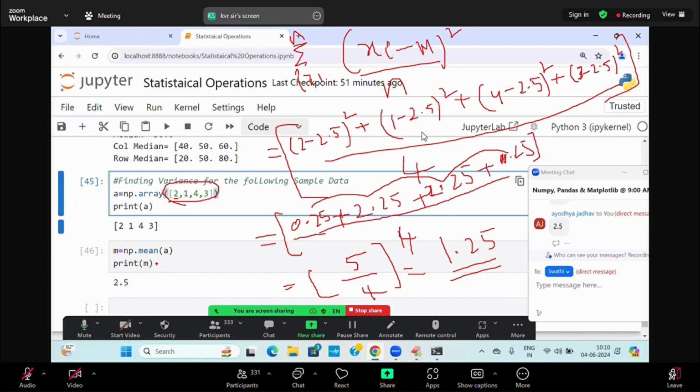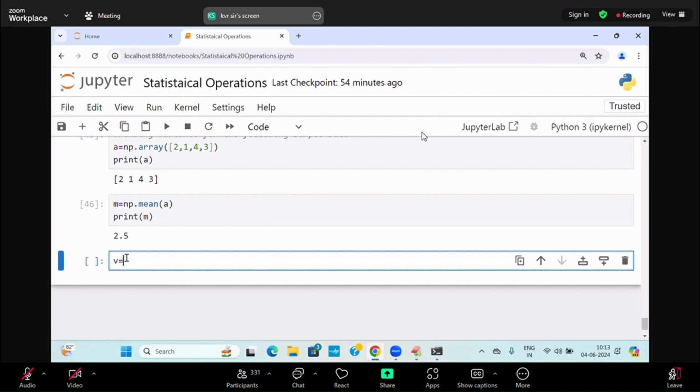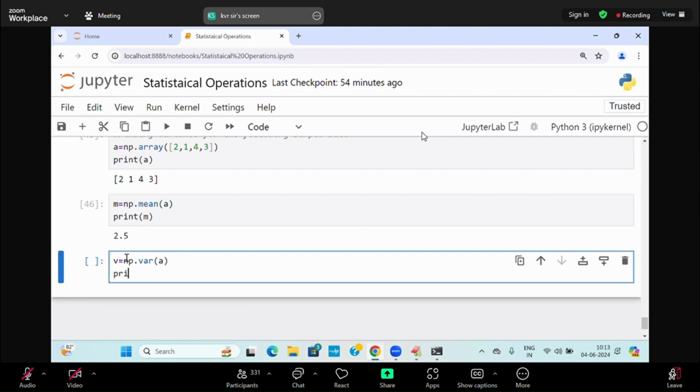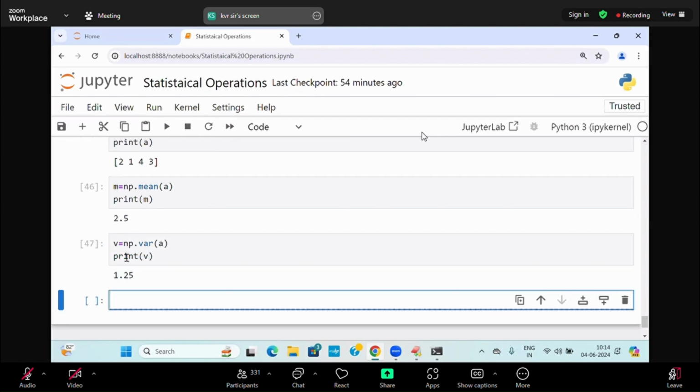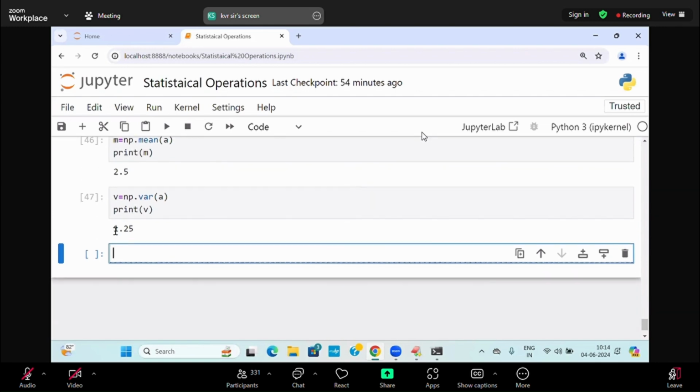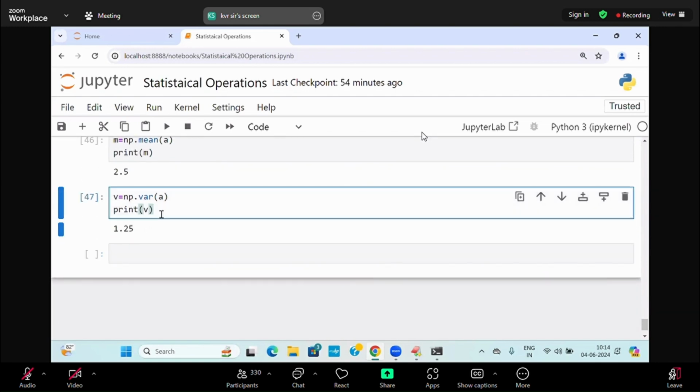So now I am going to use it. This data, I want to find the variance. What is the variance now? 1.25. V is equal to np.var of A. Directly I am printing V. What is the answer now? 1.25. The concept behind this 1.25 is what I showed you; that's the way you need to find it.